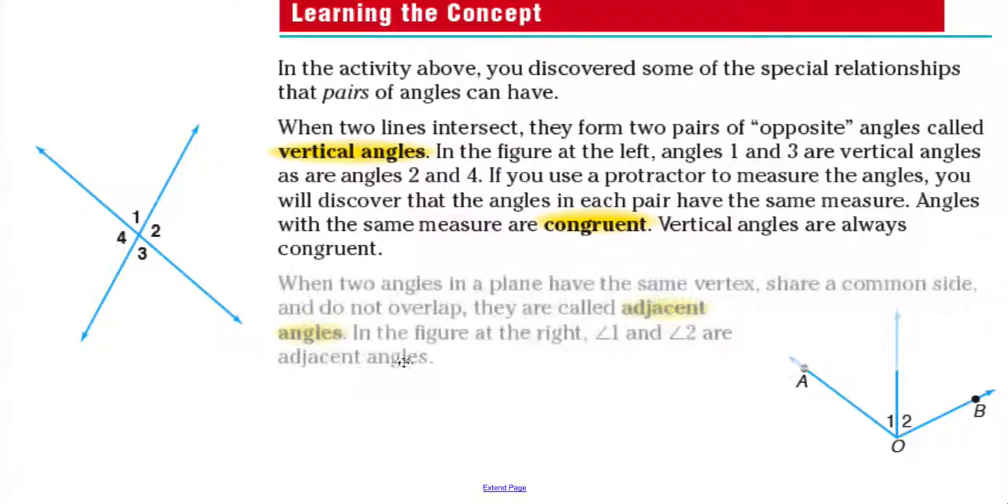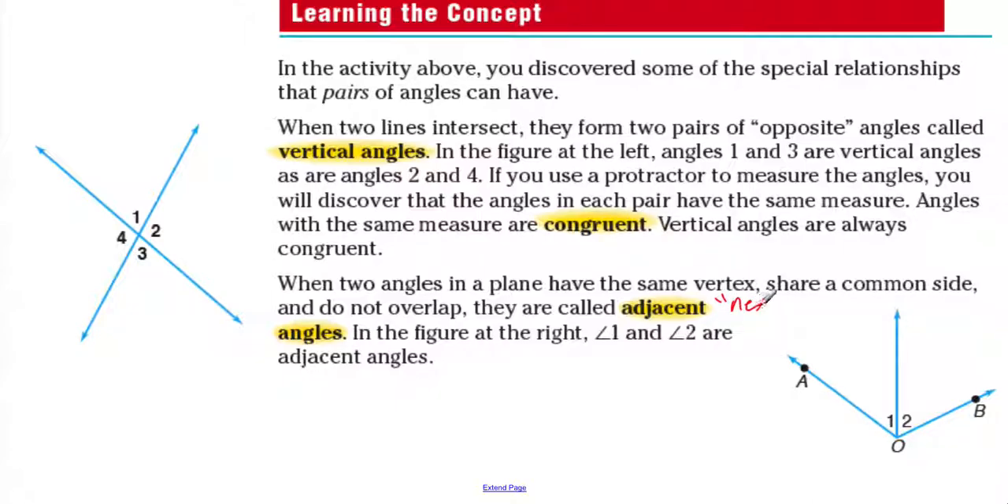Another definition: when two angles in a plane have the same vertex and share a common side, and they do not overlap, they are called adjacent angles. Think of the word adjacent as next to, because this will be very important in future lessons.